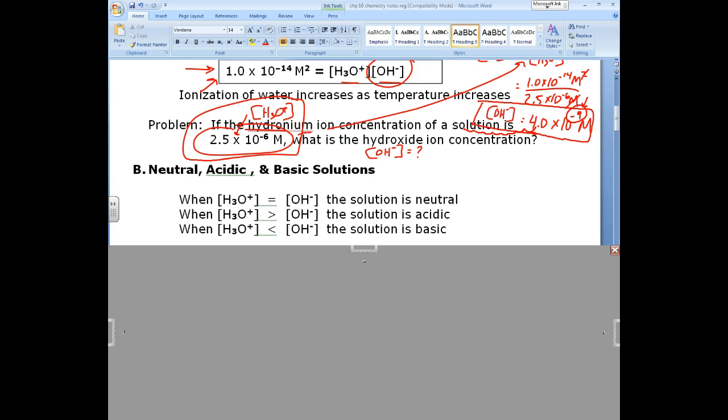And our hydroxide is smaller than the number right here for hydronium because this decimal only has to be moved 6 places. So our hydronium ion concentration is greater than my hydroxide ion concentration because 2.5 times 10 to the negative 6 is greater than 4 times 10 to the negative 9. So the solution is acidic.